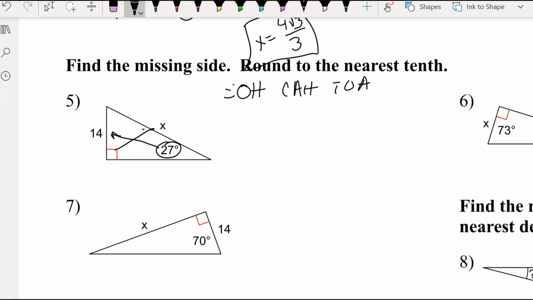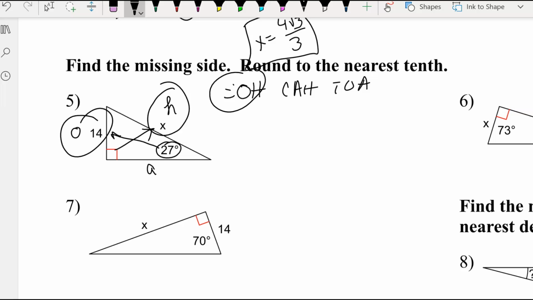Remember, the one that's across from the right angle is always the hypotenuse. The one across from the angle that we're talking about is the opposite. And the one next to it is the adjacent. So the ones that we are trying to find and the one that we know are O and H. That means we're going to use sine of the angle equals opposite over hypotenuse. And we're going to have something like this.